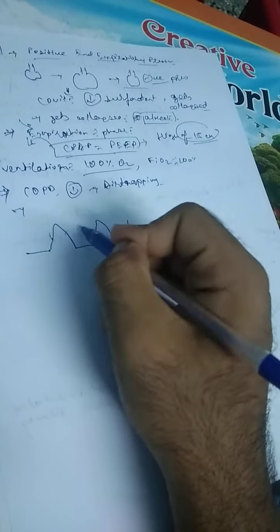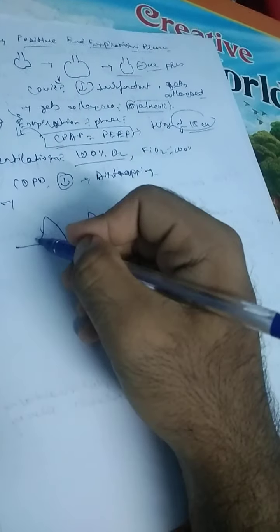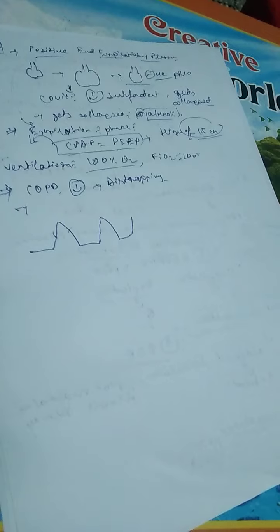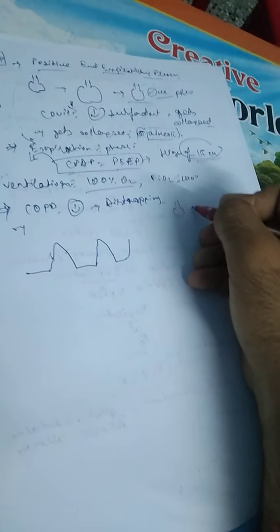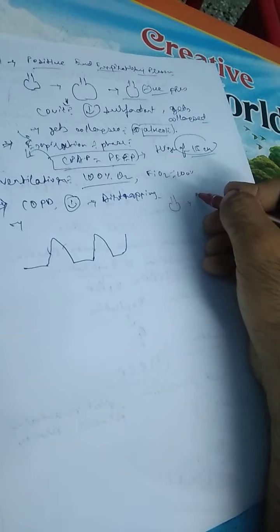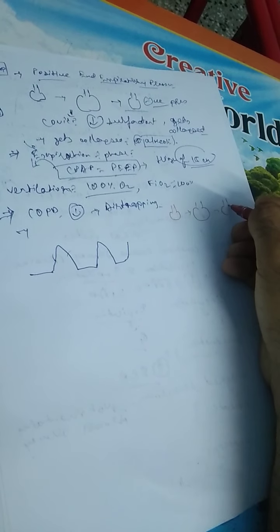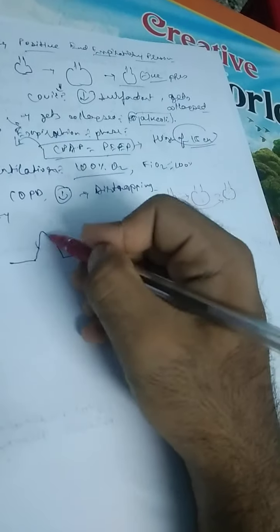It's inspiration then expiration, inspiration, expiration. But what happens in COPD? This is the normal, this is before the inspiration, before the PEP has gone, and then we provide the inspiration that is enlarged. But look, it hasn't returned at the phase of expiration, it hasn't returned to its original phase. That's slight dilatation.